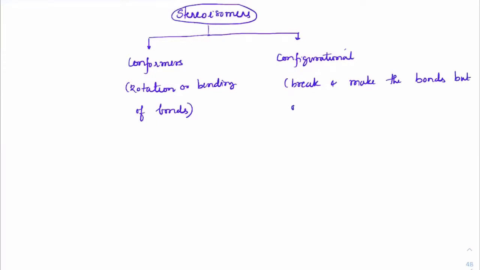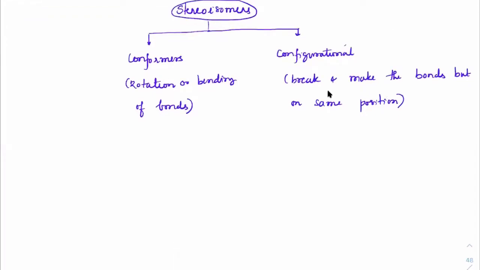but on the same position. So from the carbon where we have broken the bonds, we have to make the bonds on the same carbon, except that here we have to put a new orientation. So breaking and making the bond on the same position with new orientation, then we will get configurational isomers.